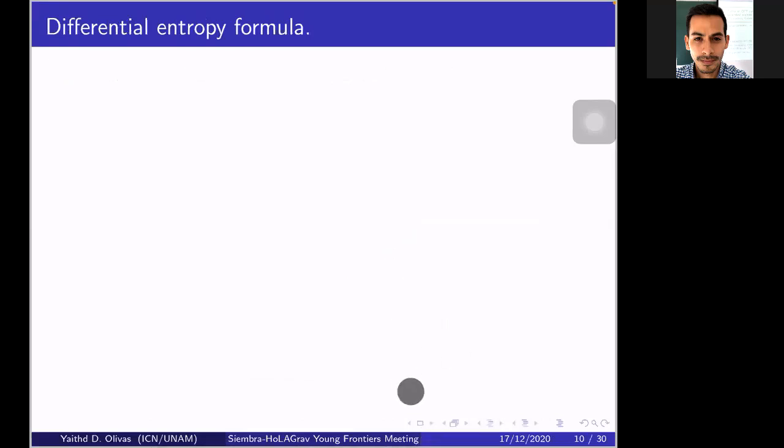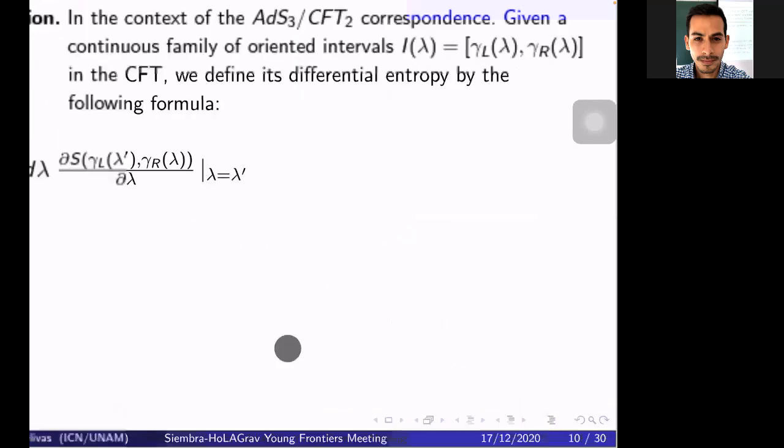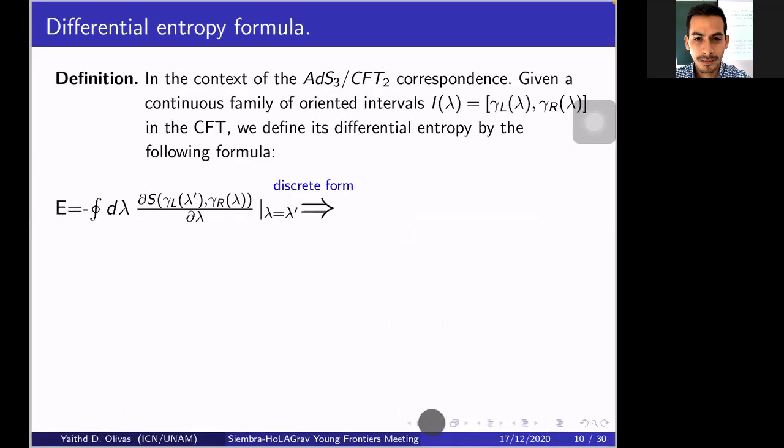Let me now introduce the concept of differential entropy. If we have a continuous family of oriented intervals, like this one, of course on the CFT side, then we define the differential entropy with this formula. As you can see, it's a very complicated expression, but we can get some intuition if we go to the discrete form of this formula. And we can see that this is nothing more than a sum and a difference of entanglement entropy related to this continuous family of intervals.